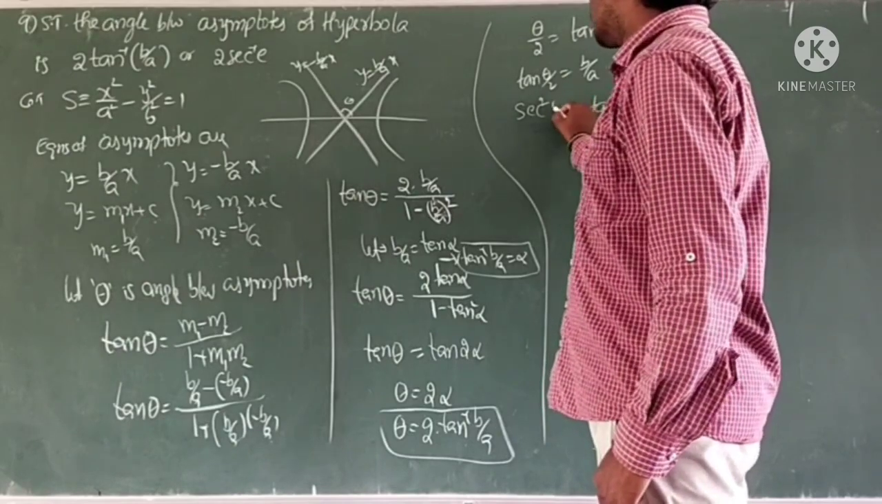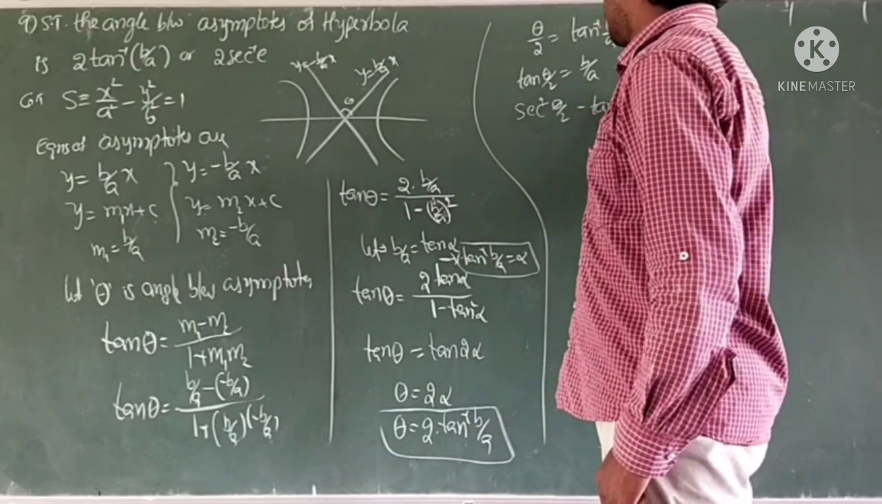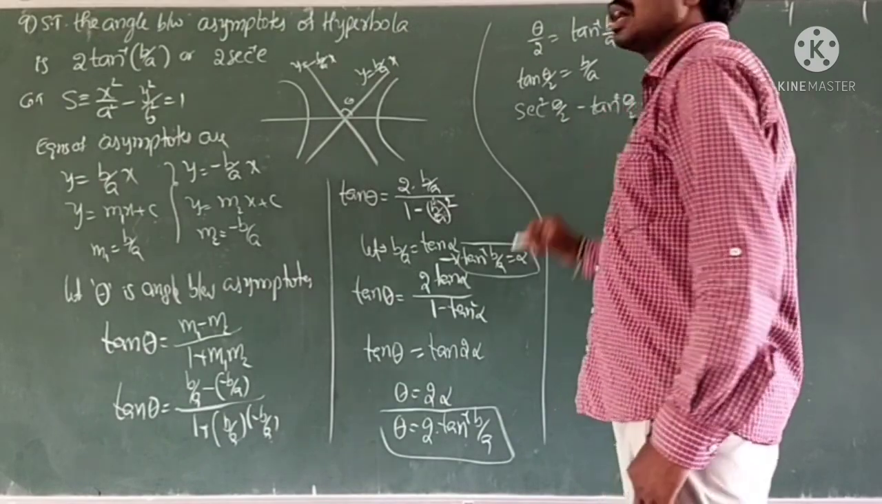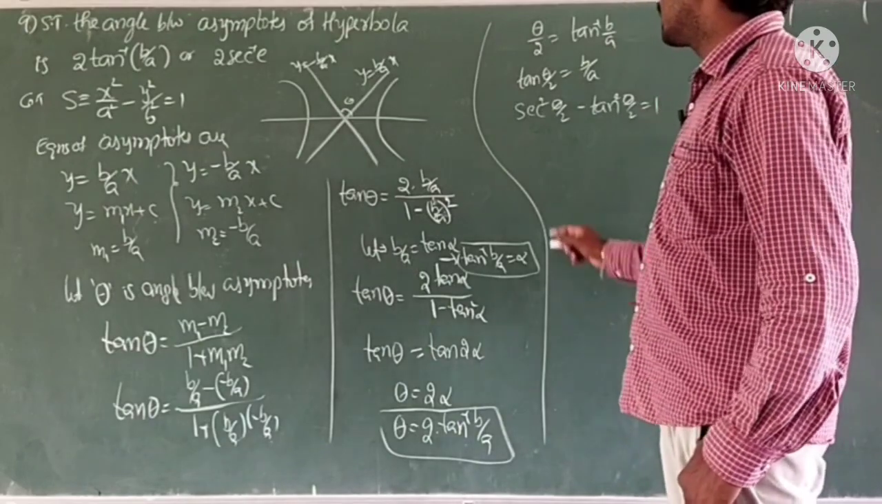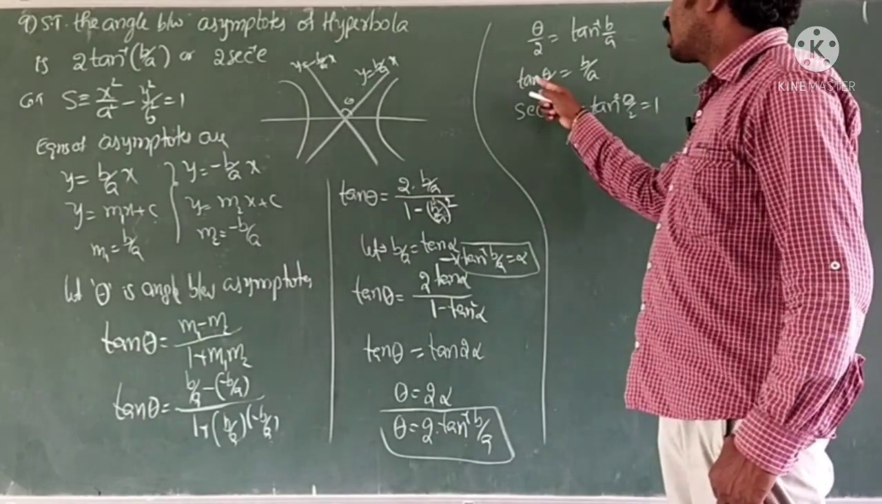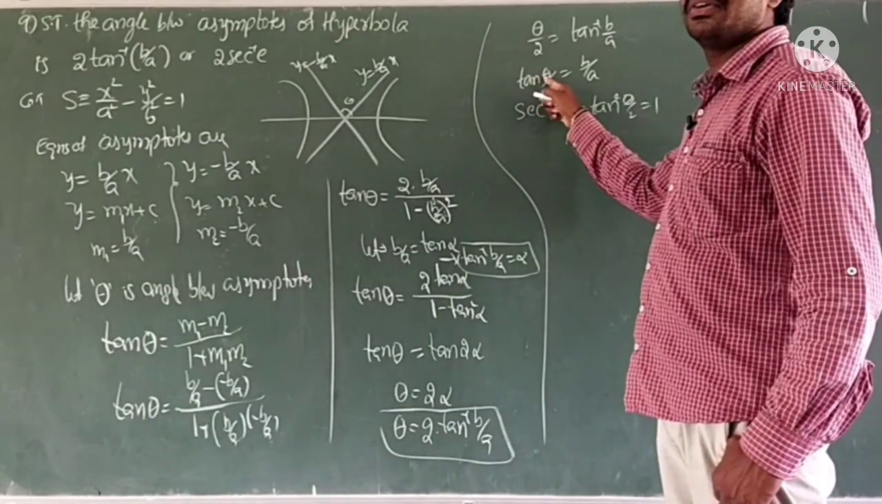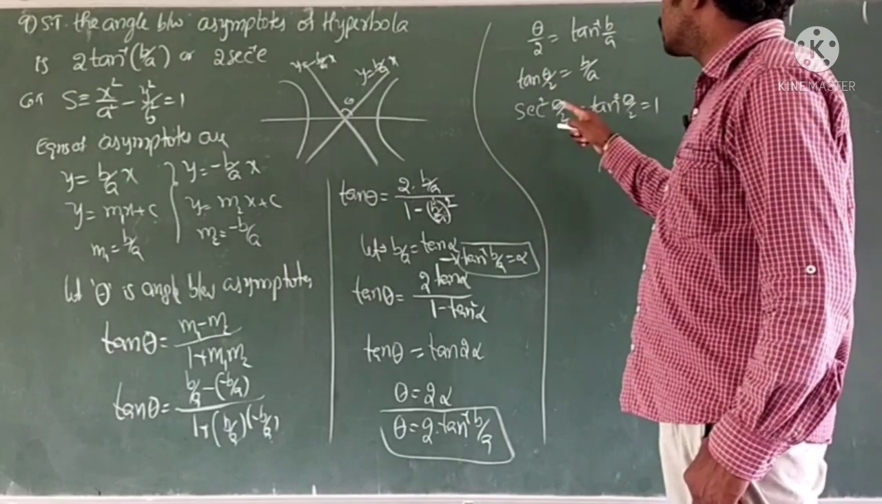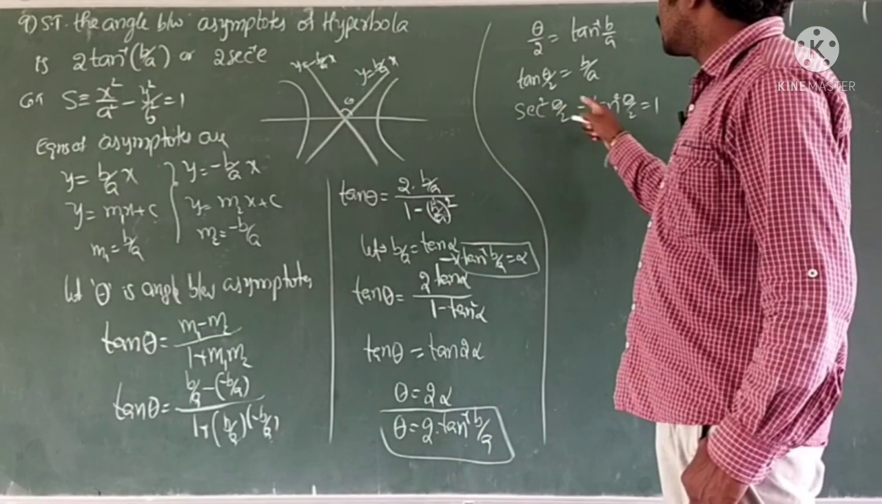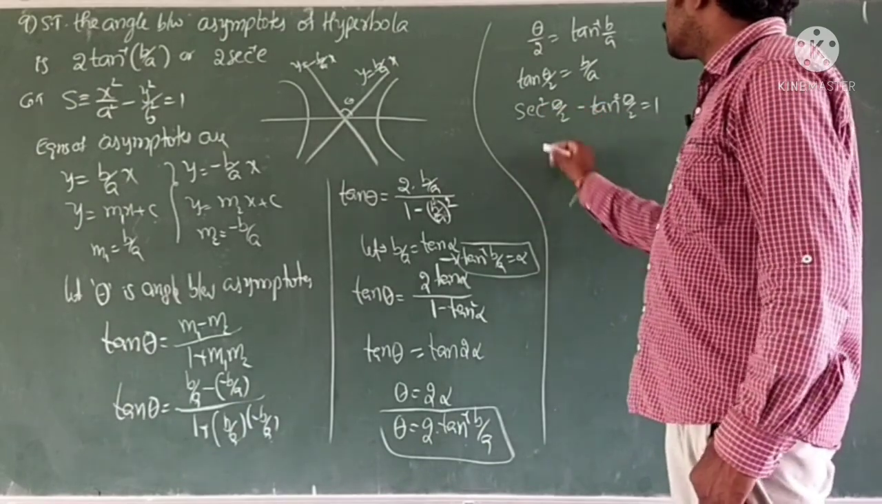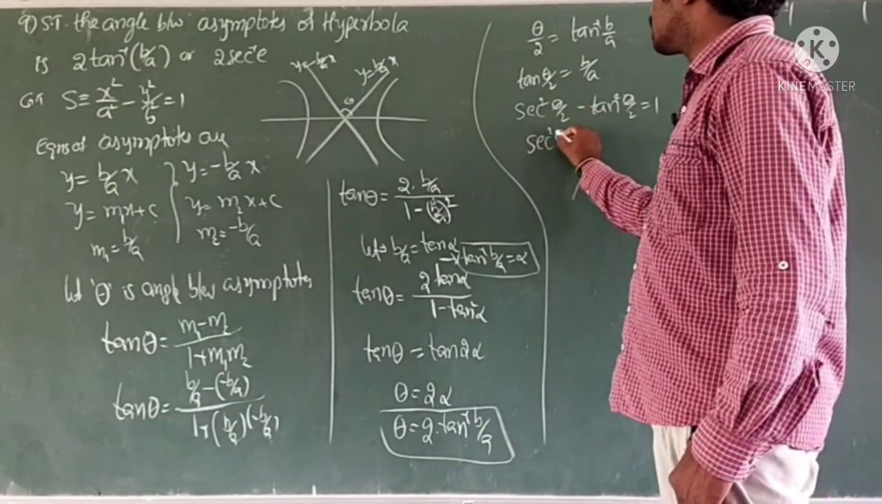So here I am taking the identity secant square theta by 2 minus tan square theta by 2 is equal to 1. This is the second identity in trigonometry. Why am I taking this identity? Because we know the tan theta value and we have to find it in terms of sec theta. So that's why I write the identity with secant and tan, substitute values and simplify, and we can get the answer.